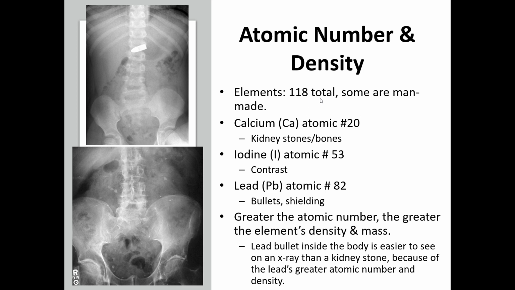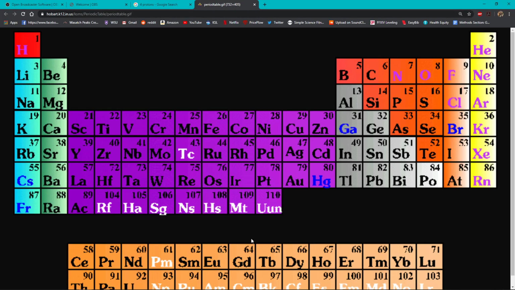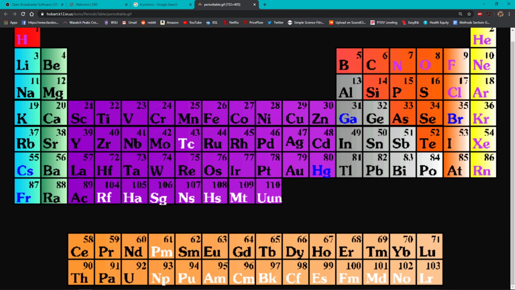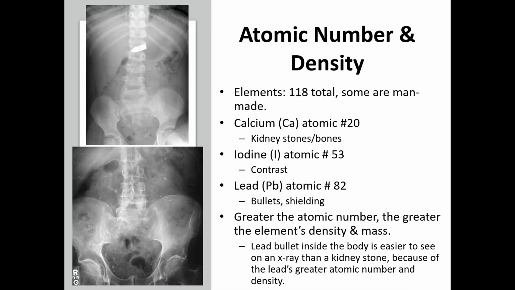So again, we have 118 total elements. Some of them are man-made. The ones that are man-made generally are held off in a different portion of the periodic table, and then a couple of them sit at the bottom down here. So of the 118, we only show a couple of them. These ones are named for basically what number they are in Latin. So this 110 is unium. It's kind of a goofy name, but we have 118 total elements, and then they're determined by their atomic number.